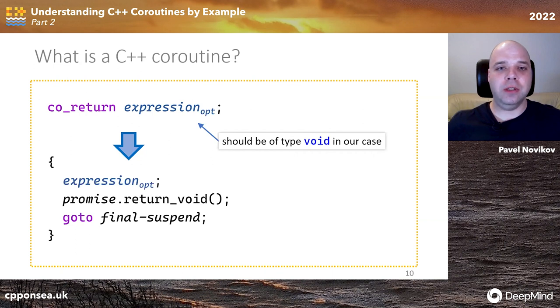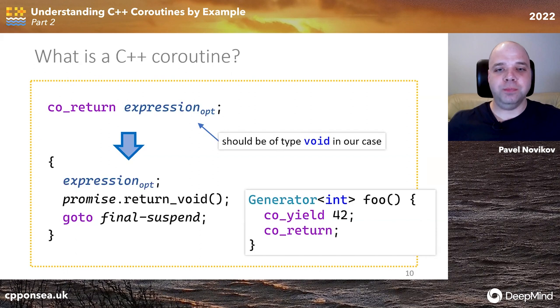In our case, we allow only to return void, to co_return void. We don't allow to co_return values in our generators. So in this case, the coroutine statement transforms into calling this optional expression, which is of type void necessarily. Then we call return_void on the promise type, and then we go to the final suspend label. And here's how you can directly use it, so to speak. When you write co_return, for example, at the end of your coroutine, this transformation happens. Or if you don't write co_return, this transformation happens anyway, because implicitly you have a co_return at the end of the body of your coroutine.